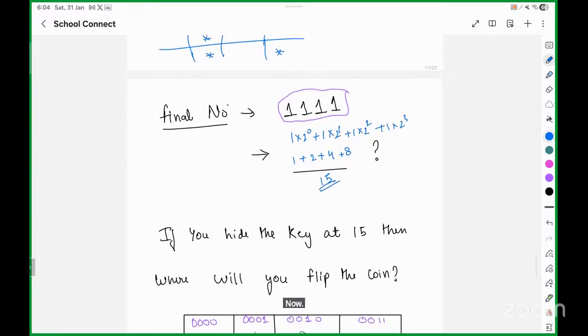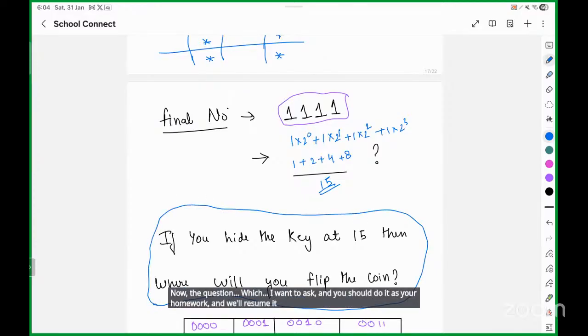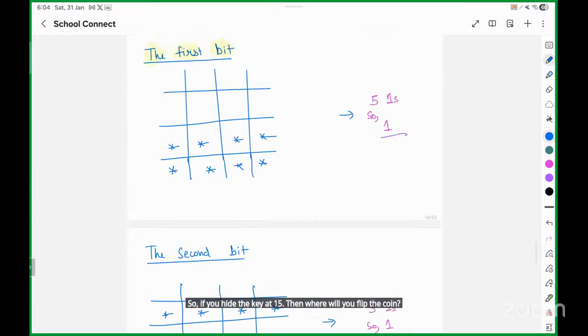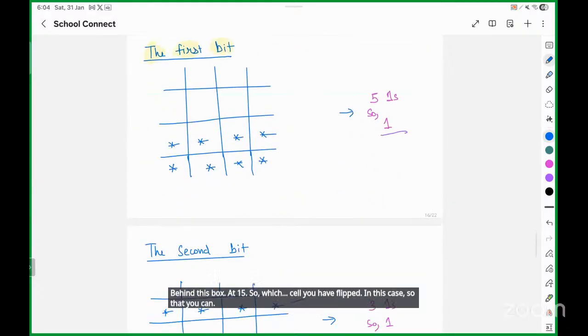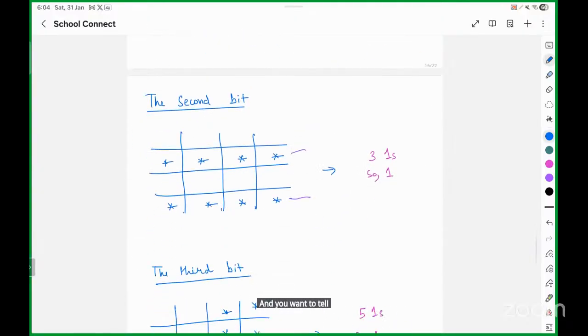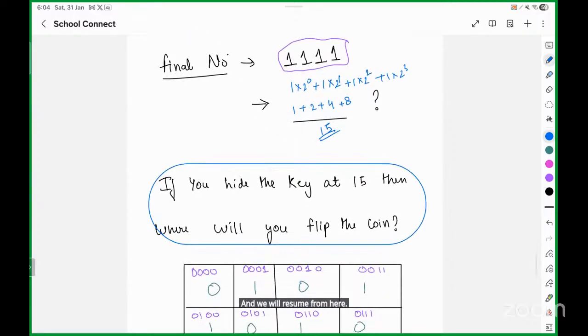Now, the question I want to ask, which you should do as your homework, and we will resume from here: if you hide the key at 15, then where will you flip the coin? Let's say the jailer has put the key behind the box at 15. Which cell do you flip so that you can tell the jailer it is at 15, given that currently it is at 15 and you have to flip a cell? Okay, so this is the question, and we will resume from here in the next class.